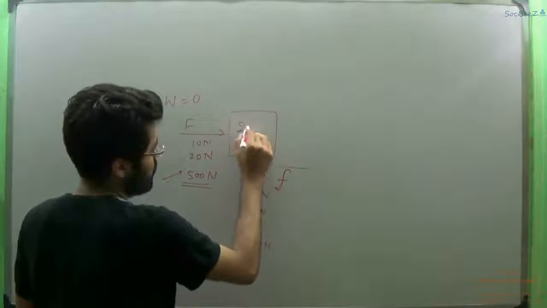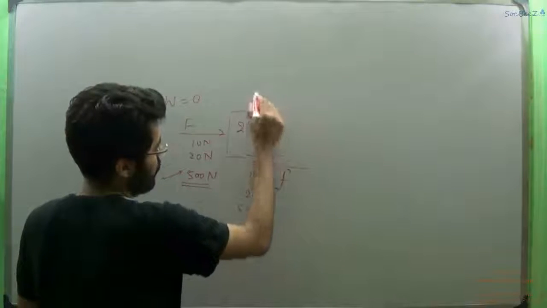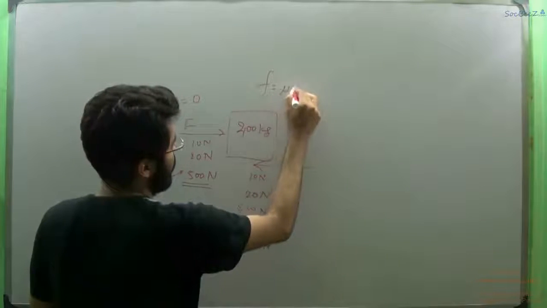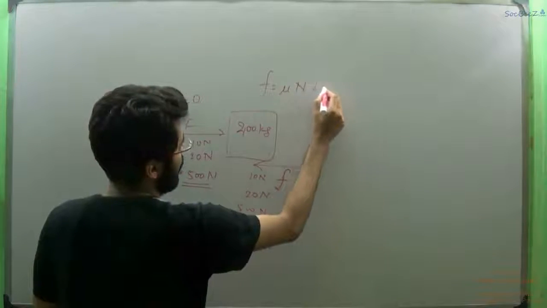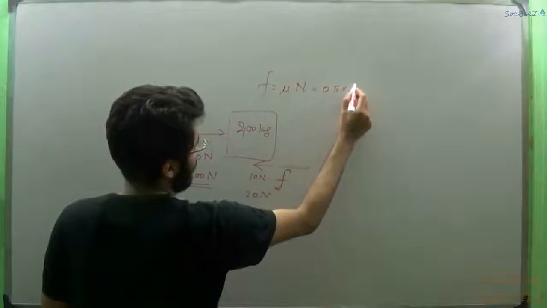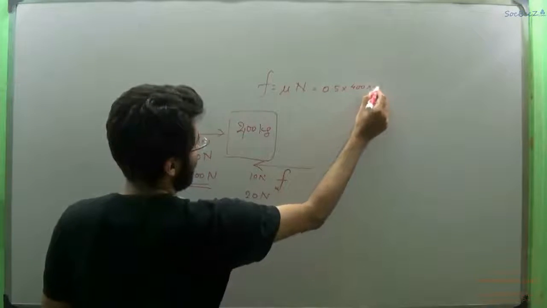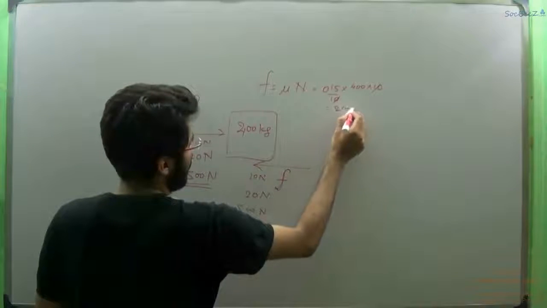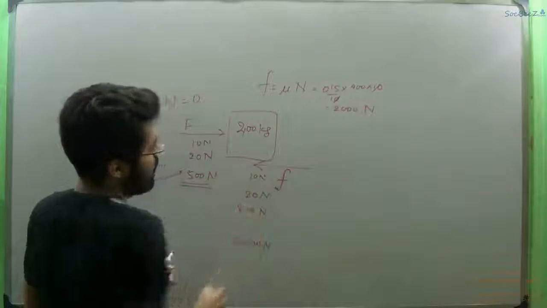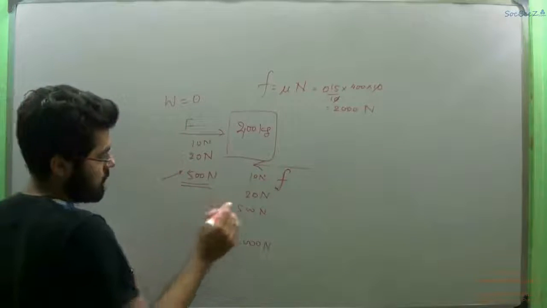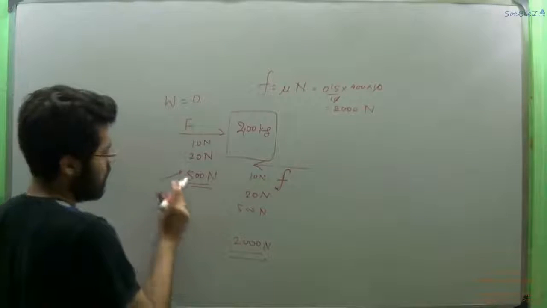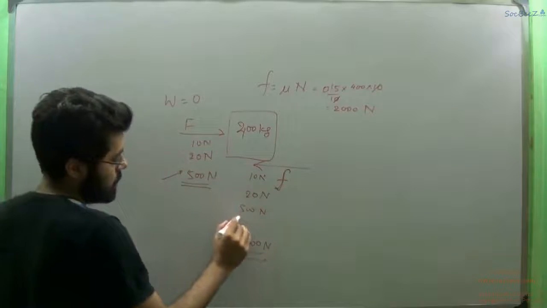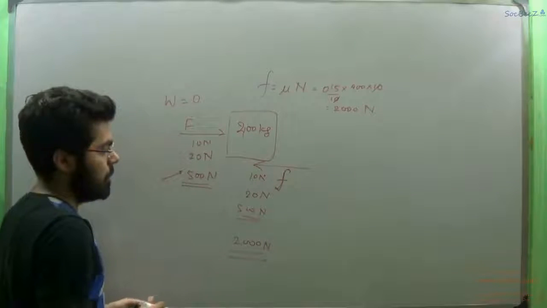Just suppose that the mass of the block is, say, 400 kg. Friction will be mu N, and mu is half. So 0.5 into normal, 400 into 10, that gives 2000 Newton. So this is the case. Maximum friction is 2000 Newton, our maximum limit is 500 Newton. So when we are applying 500 Newton, it means friction is providing 500 Newton.